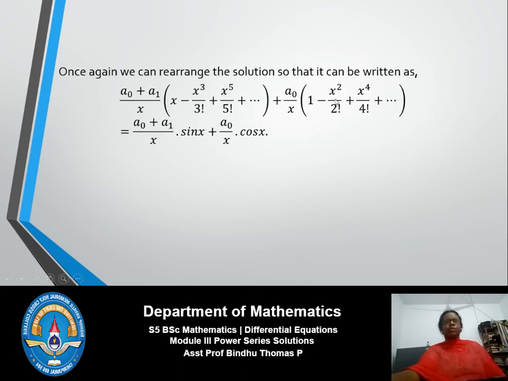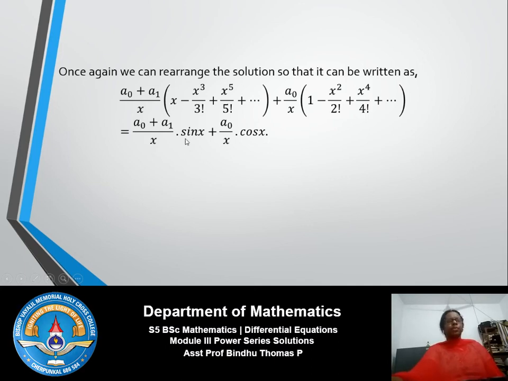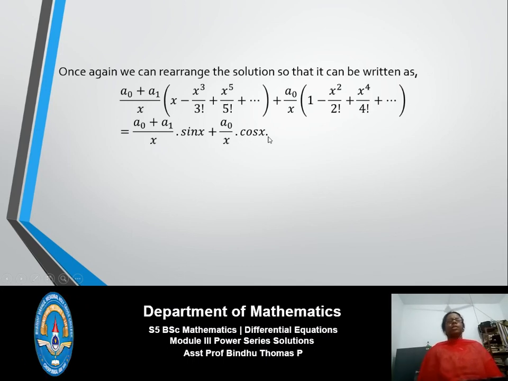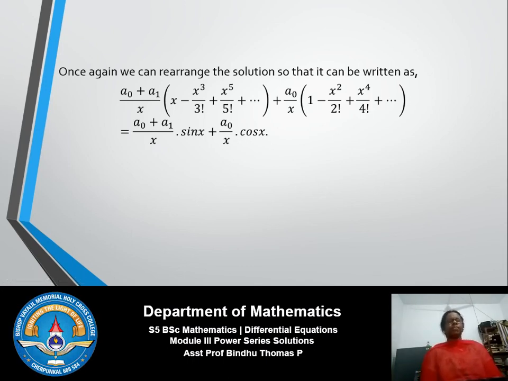That's a0 by x into 1 minus this series, that is a0 by x into this series, cos x. So we have the solution as a0 plus a1 by x into sin x plus a0 by x into cos x. That is the solution of the given differential equation.